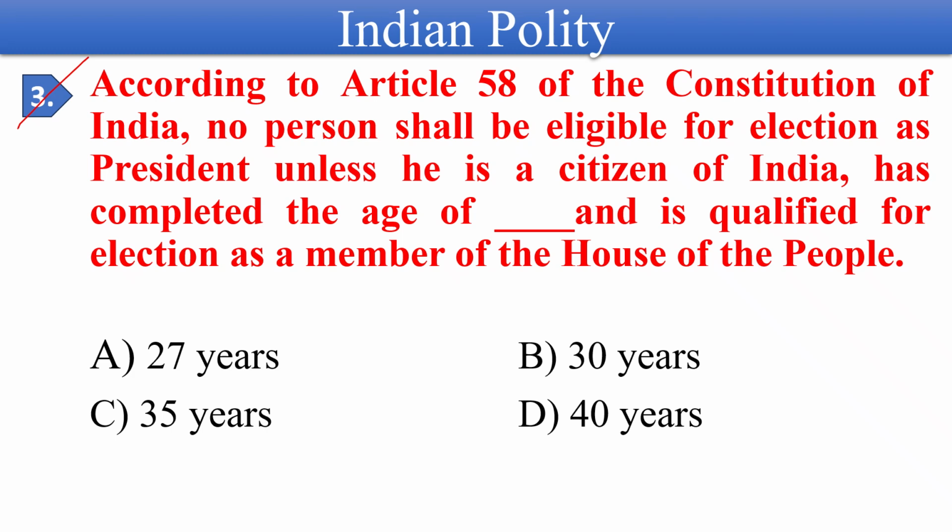Third question. According to Article 58 of the Constitution of India, no person shall be eligible for election as president unless he is a citizen of India, has completed the age of dash, and is qualified for election as a member of the House of the People. Option A. 27 years. Option B. 30 years. Option C. 35 years. Option D. 40 years. And the answer is option C. 35 years is the correct answer.